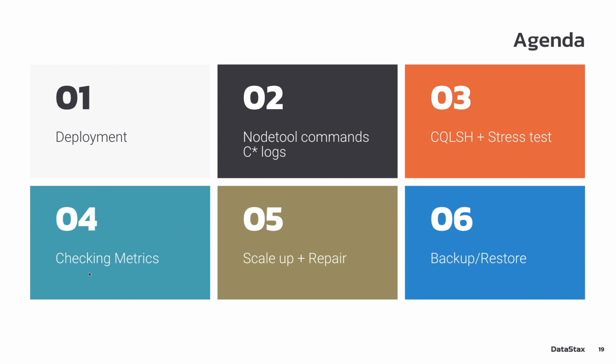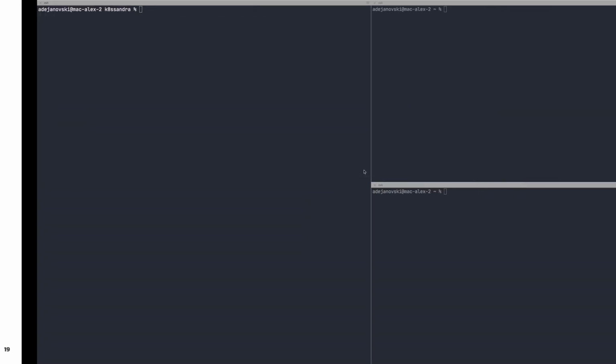We'll see how to check metrics using Grafana, and then we'll do some scale-up operations on Stargate and Cassandra, and we'll run repair using Reaper, and finally we'll perform some backup and restore operations using Medusa.